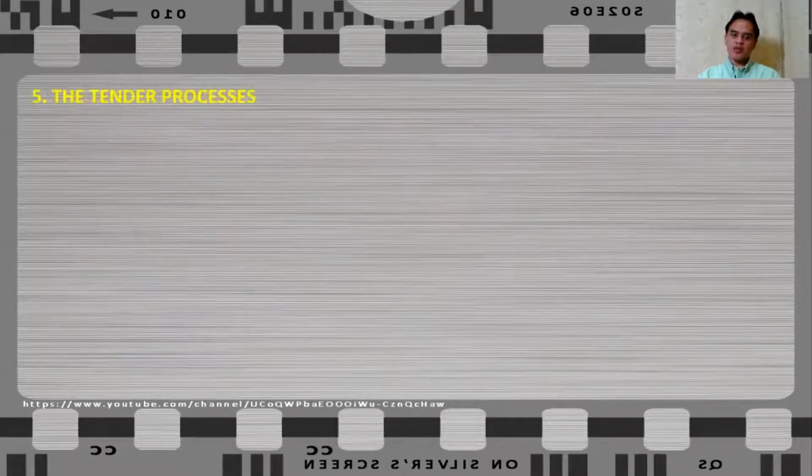Now let's talk about the tender process. After you have issued the tender documents to the tenderers, what are the processes that can be carried out, or what will be the events that might happen?